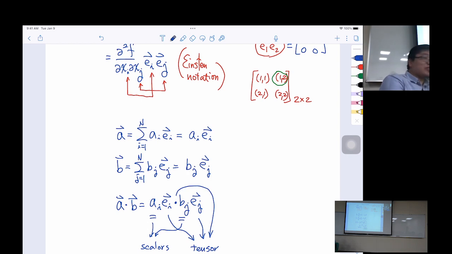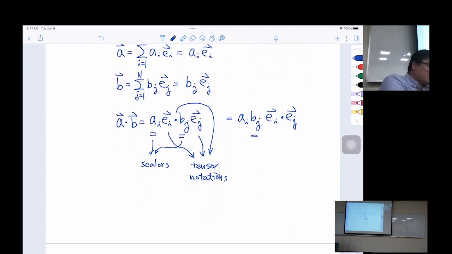So for scalars, you can change their position. They're just multiplying a number. But for tensors, you cannot swap their location. So this actually can be written as ai bj, then ei dot ej. So bj was being moved to the front. So what is ei dot ej?